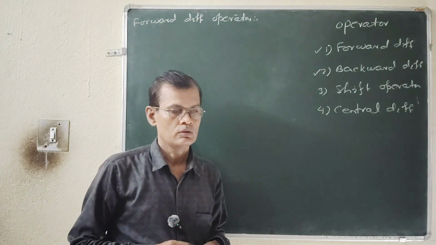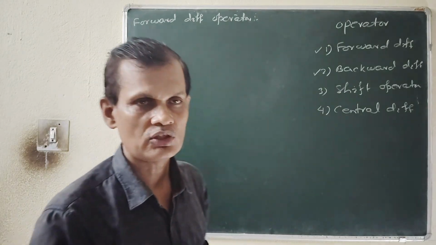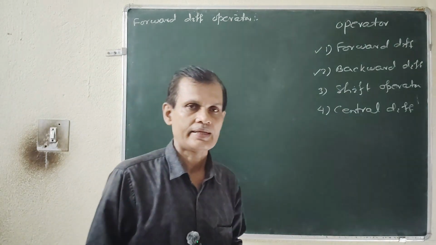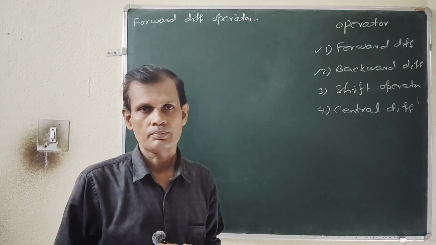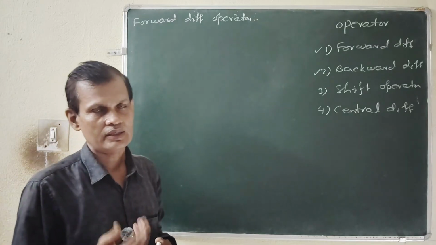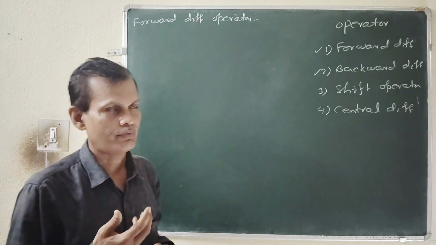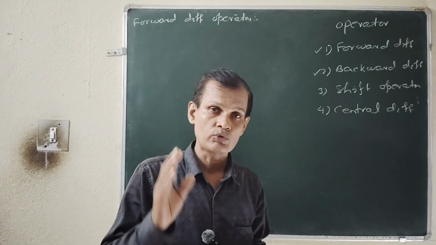Dear students, we have discussed Newton's divided difference interpolation and Lagrange interpolation, where we find the value of y or the function for a given x and the set of data points x was unequally spaced. Then we will switch over our attention to find the value of y for a given x where the set of data x are equispaced.